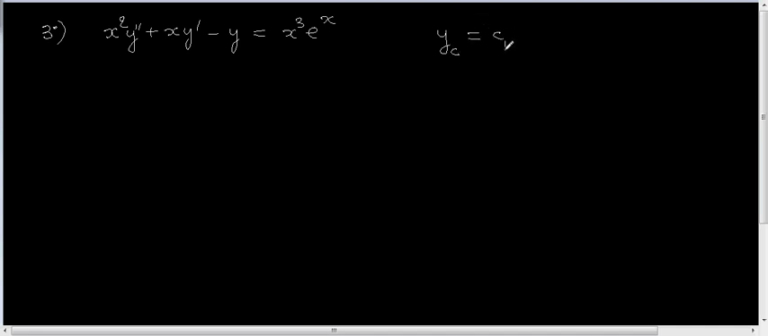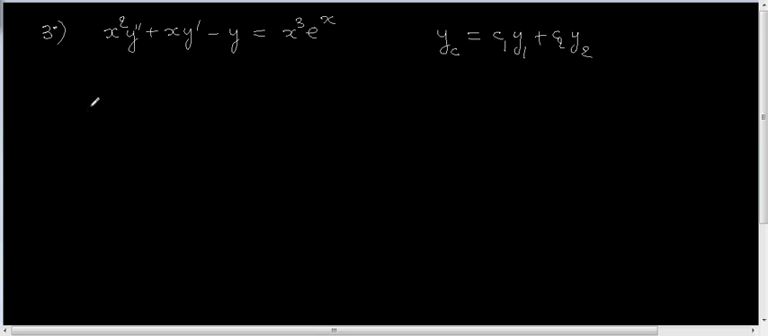Now, the third one is when we are solving Cauchy equations. Let's say we have x squared y second derivative plus x y prime minus y equals x cubed exponential x. Now, the way of solving this Cauchy equation is first to get yc, which will have the form c1 y1 plus c2 y2.